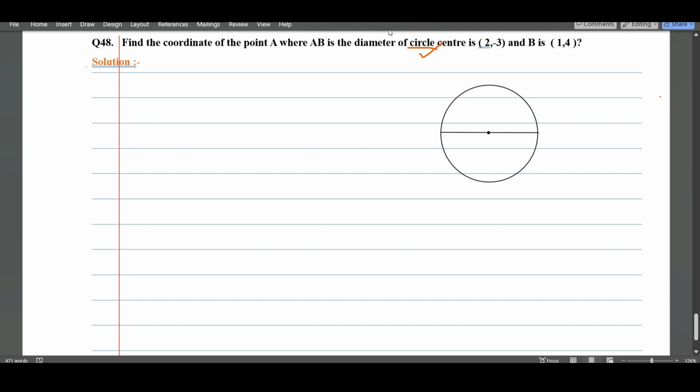Here one more piece of information is given in this question: AB is the diameter of the circle. Let us suppose this point is our A, and this point is our B. Then this line will be our diameter. As we all know, this is a circle, this is our diameter, and half of this is our radius.